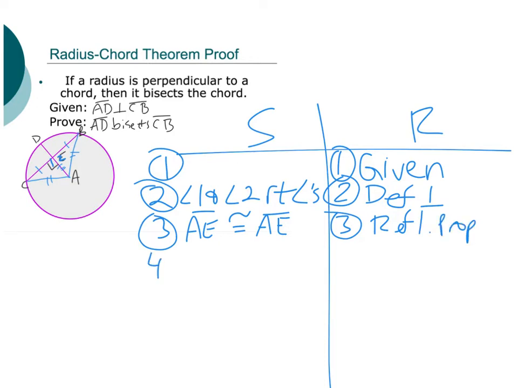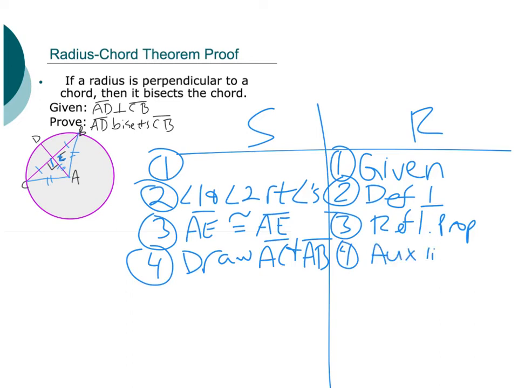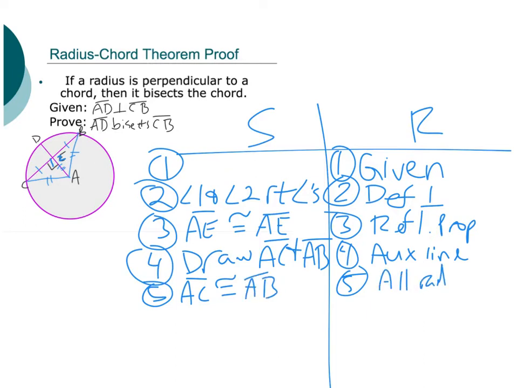Then I've got to draw AC and AB. You can do aux line or 2 points determine a line, whatever. And now I know that AC is congruent to AB. And why is that? All radii are congruent.